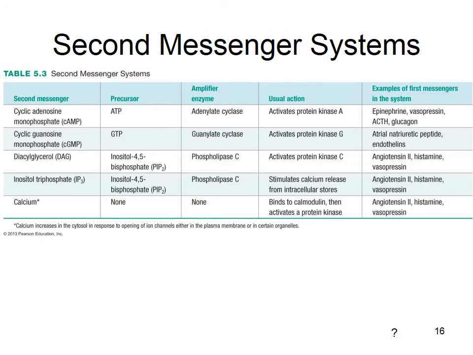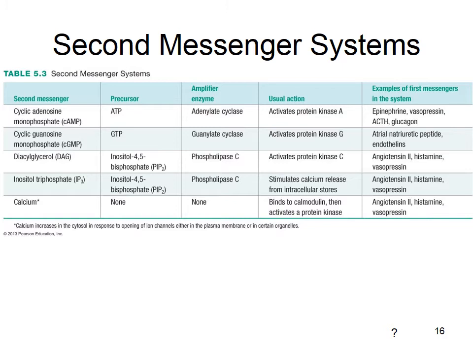So your book has this really nice table of common second messengers. A really common one is cyclic AMP, which is made from ATP. The G protein activates the amplifier enzyme adenylate cyclase, which then takes ATP and converts it into cyclic AMP. And then this activates a kinase, and kinases phosphorylate things, so it turns on proteins. And look, activates a kinase, activates a kinase. So we have three second messengers that phosphorylate proteins that are already made in the cell.